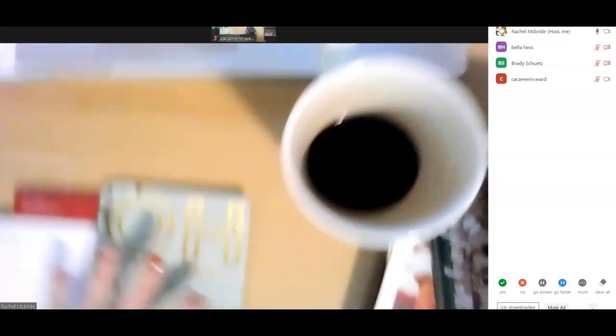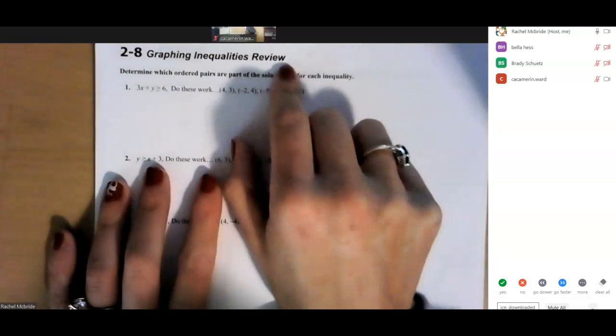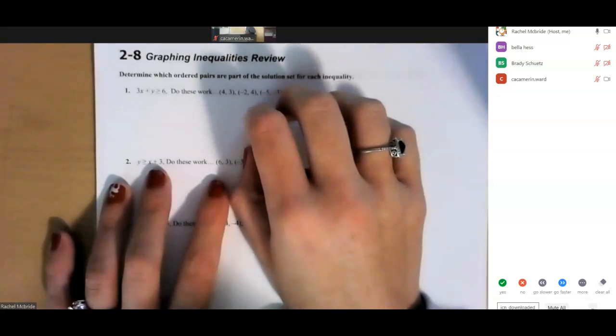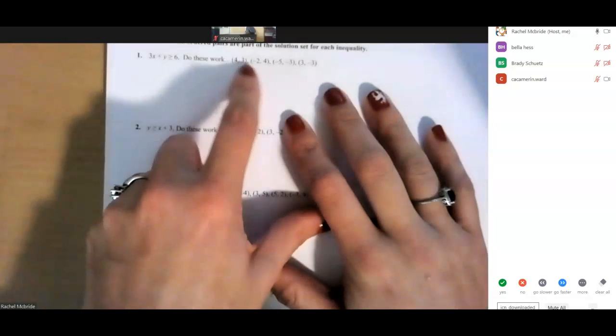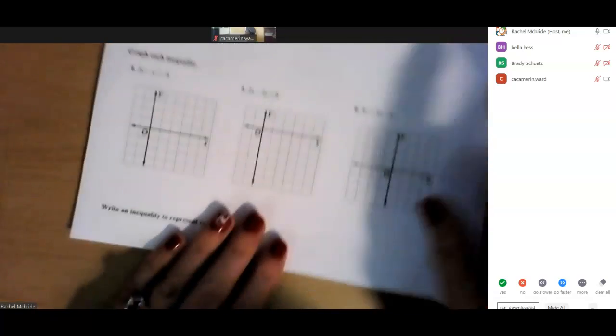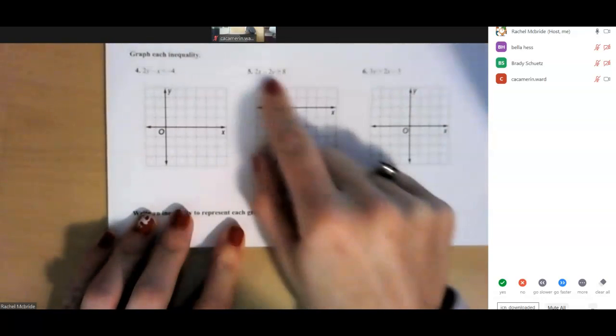I want you to use that to work on this handout here. So you are working on, let me grab mine, this handout right here that says 2-8 Graphing Inequalities Review. So I want you working on this handout right here for the remainder of class. Make sure you do all of these. So you're looking for true or falses for all 4 of those points. And then down here, you're graphing. Make sure when you're graphing, you're very specific, solid or dashed.